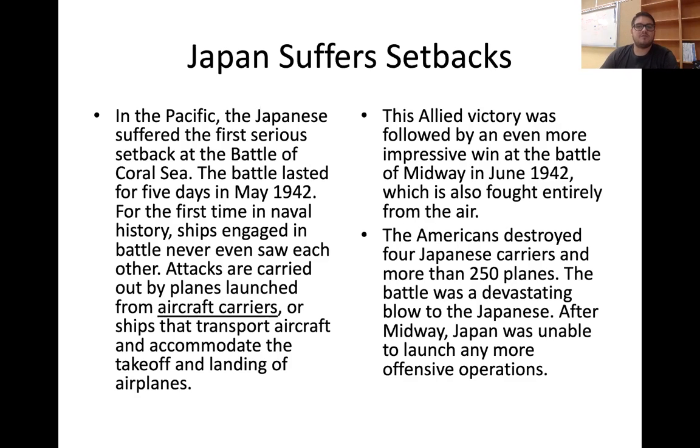This Allied victory was followed by an even more impressive win at the Battle of Midway in June 1942, which is also fought entirely in the air. Class, this is where the American air superiority is really going to start. The Luftwaffe is going to be head and shoulders above everybody until the United States really puts an effort into creating very efficient and mobile fighter jets. And even then, a lot of the jets in the Luftwaffe are going to be superior in terms of technology, but we're just going to be able to pump out and produce way more jets.